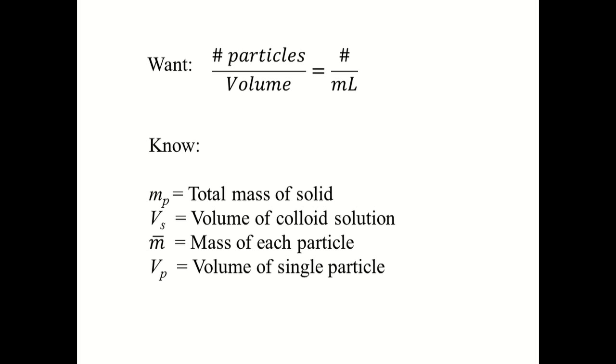Now I will explain how we will determine the appropriate volume of fluorescent particles to add to the gel in order to achieve a desired particle spacing. Before we do this, we must know how many particles per volume are in the colloid solution that we already purchased from a company. We will use the following parameters that we know: the total mass of the solid, the volume of the colloid solution, the mass of each individual particle, and the volume of a single particle. We will use each of these parameters to derive an equation that will generate the concentration of particles in the colloid solution.